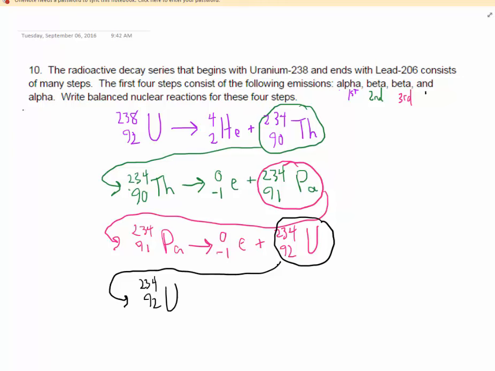So, oops, what's over here? That's our fourth one. And again, alpha particle is 4/2 helium. So when you do your math, 230 plus 4 gives you 234. And 2 plus 90 gives you 92. And an atomic number of 90 is again thorium. And so you should end up with thorium-230.